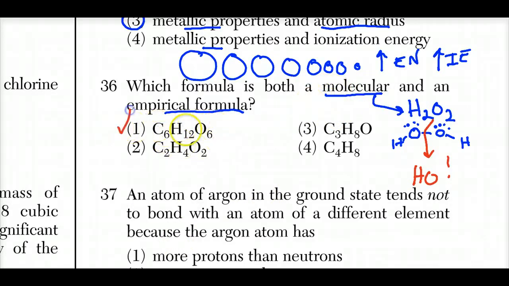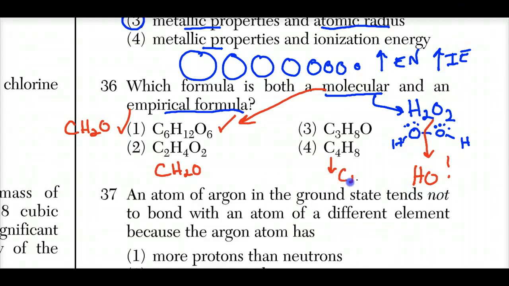So glucose, and that's sugar, you should recognize that. That's a molecular formula, but its lowest ratio is CH2O. That's the empirical. This can be reduced to CH2O, and this can be reduced to C2H4. The only thing that can't be reduced is C3H8O, and that's the answer, because if you've got 3 C's, okay, you got an O in here somewhere.